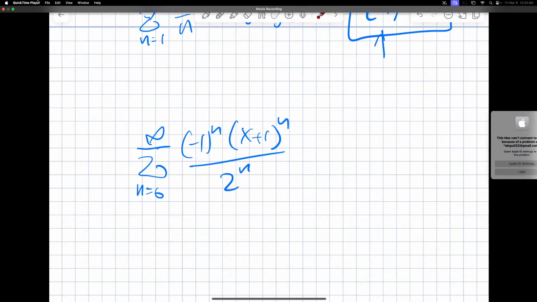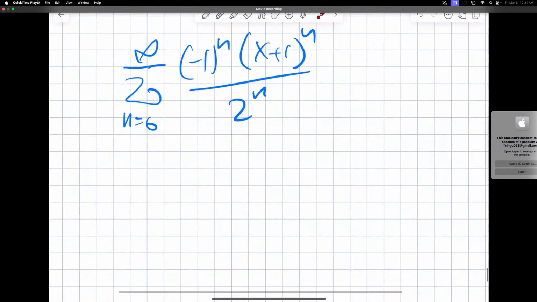Okay, so this is the next question for you guys to try. Remember, endpoint has to be tested separately. How much time do I have? Like half an hour. Good, I have enough time. So I want you to try this one here.